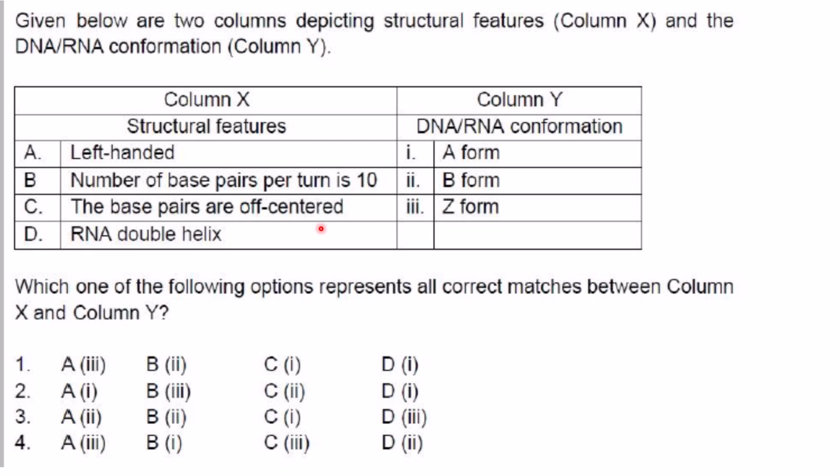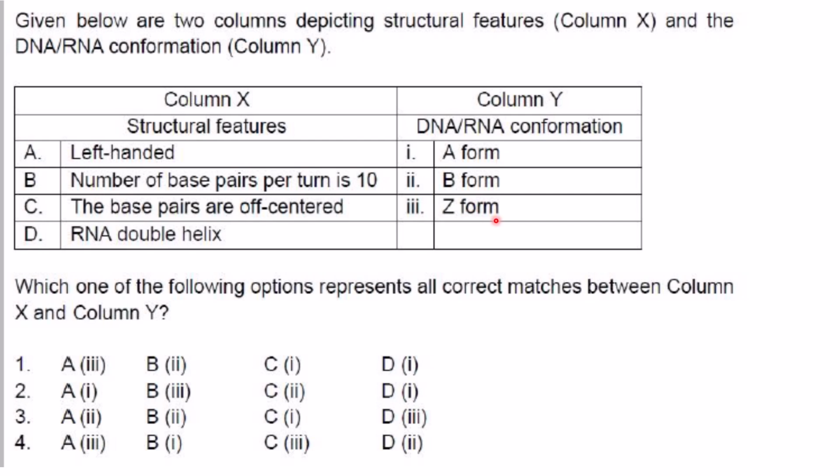The base pairs are off-centered. Off-centered means the base pairs are not centered on the helix axis but are displaced from the center. They are not near to the helix axis but they are away from the helix axis. Such kind of off-centered base pairs is seen in A form of DNA. Whereas in B form of DNA, they are towards the center. That is, they are nearer to the helix axis. That is seen in B form of DNA.